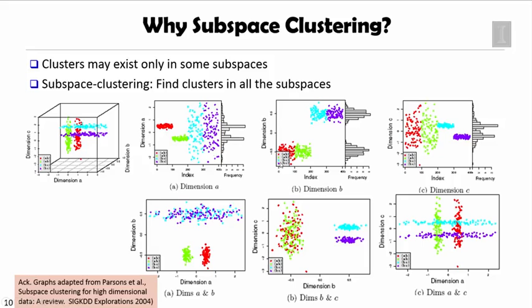But if we project on dimension B, we'll have a different view. Dimension C, we also have a different view. But if we project on dimensions A and B, in this 2-dimensional space, we find the green and the red are actually far separated from the other parts. Okay. So you can probably see, project on different dimensions, you get different clusters.